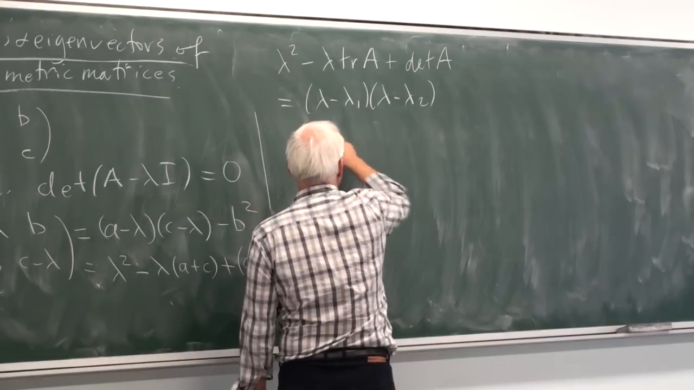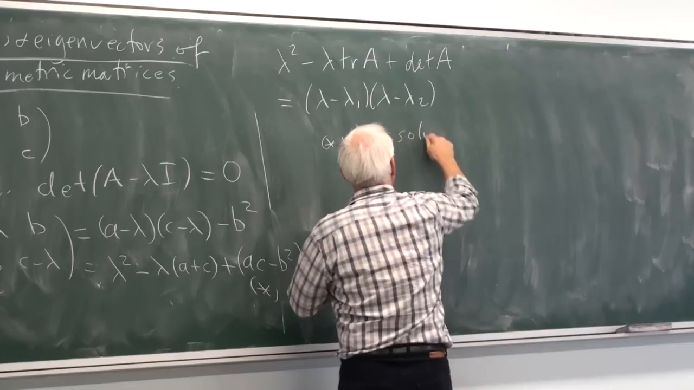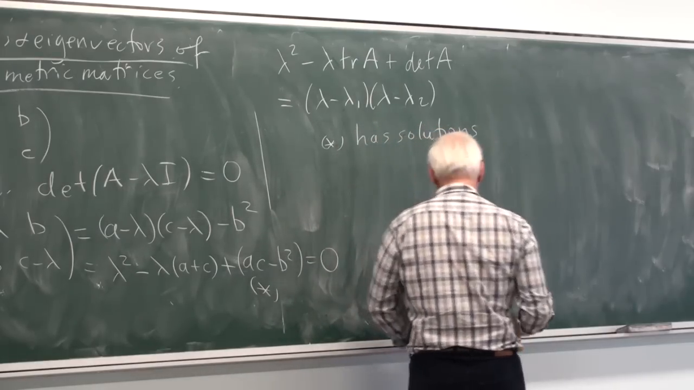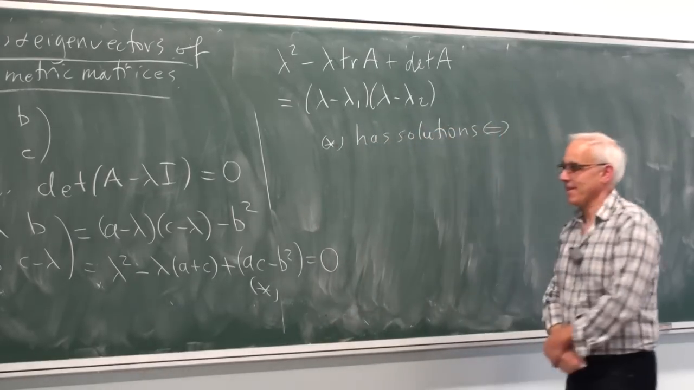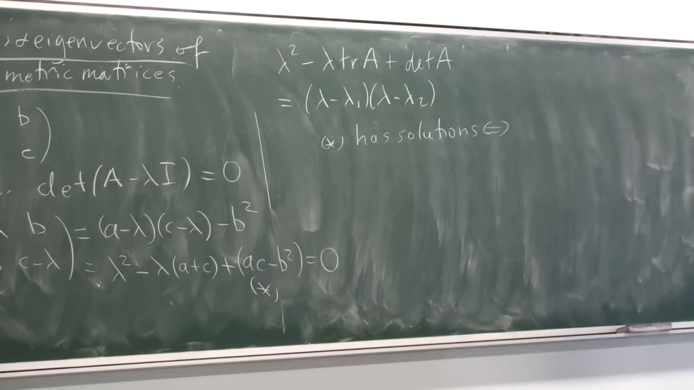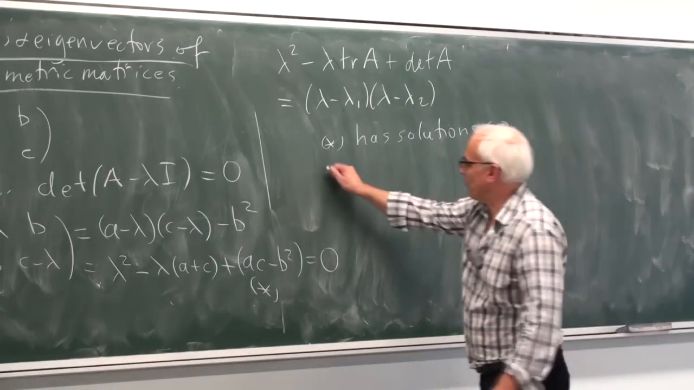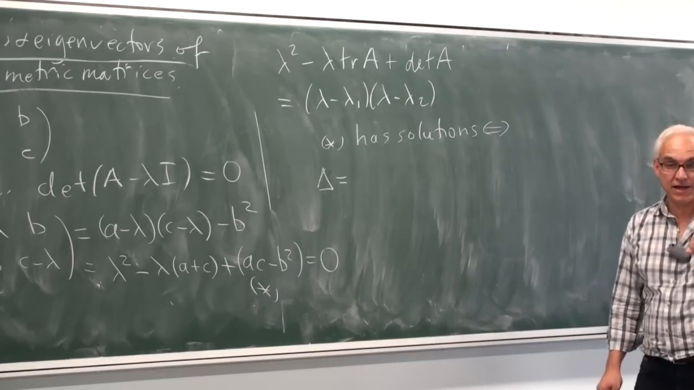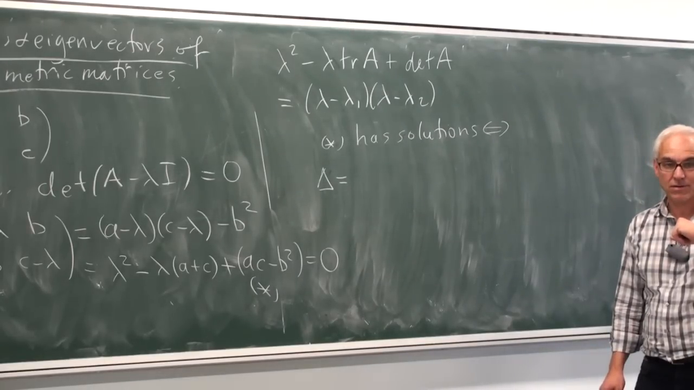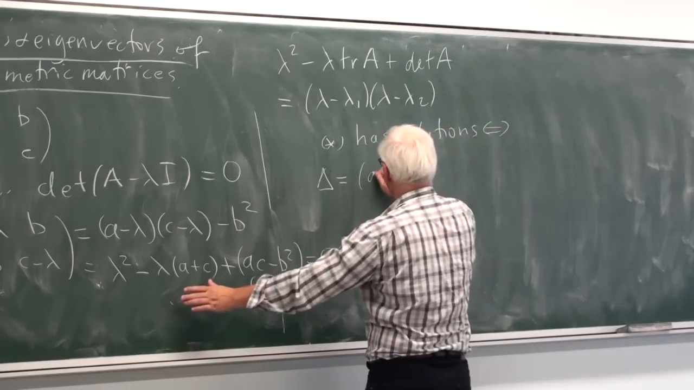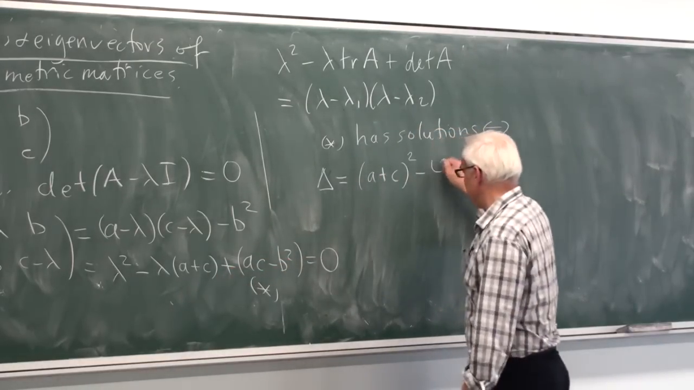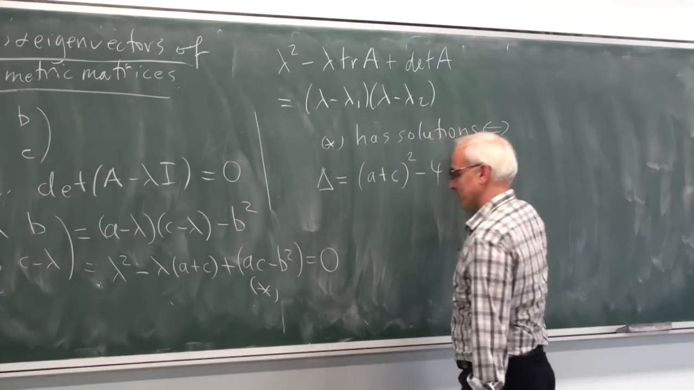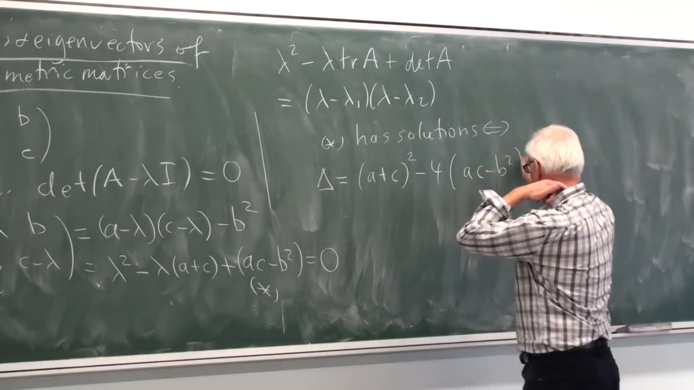And we'll call this equation, say, star. All right, so star has solutions precisely when its discriminant is non-negative. So what's the discriminant? The discriminant of this equation is b squared minus 4ac, as for a quadratic equation. So there's a (a plus c) squared, minus 4 times (ac minus b squared).